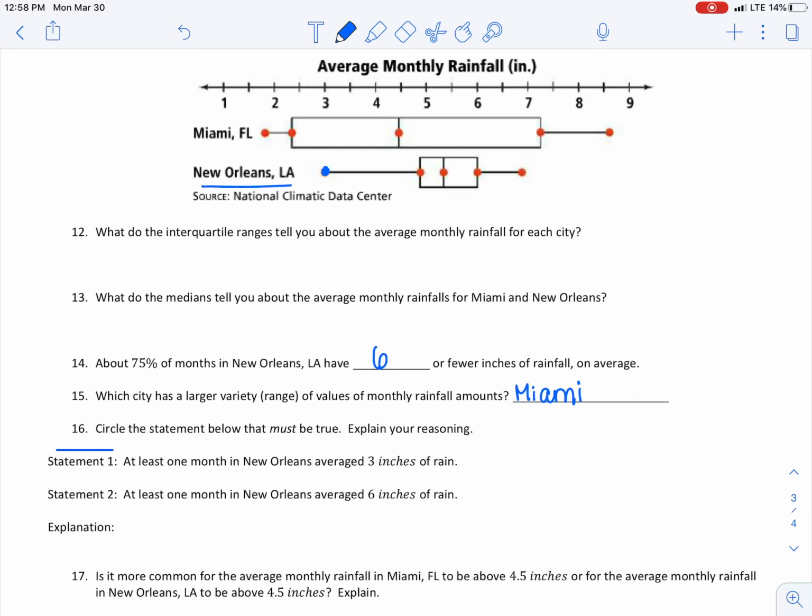If statement 1 is true, then statement 2 doesn't necessarily have to be true. At least 1 month in New Orleans averaged 6 inches of rain. We're looking at Q3 because that's where our 6 is. But if there's an even number of data points and you had to find the average in order to find Q3, that wouldn't necessarily have to be true. So statement 2 is not necessarily true.